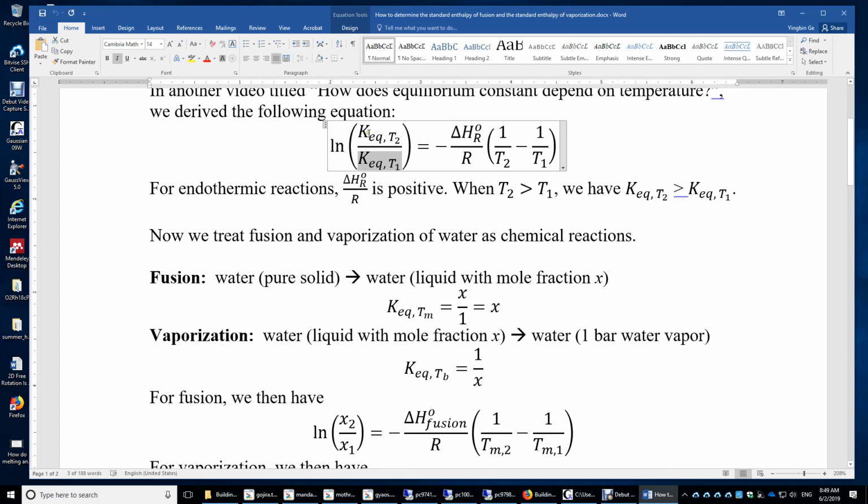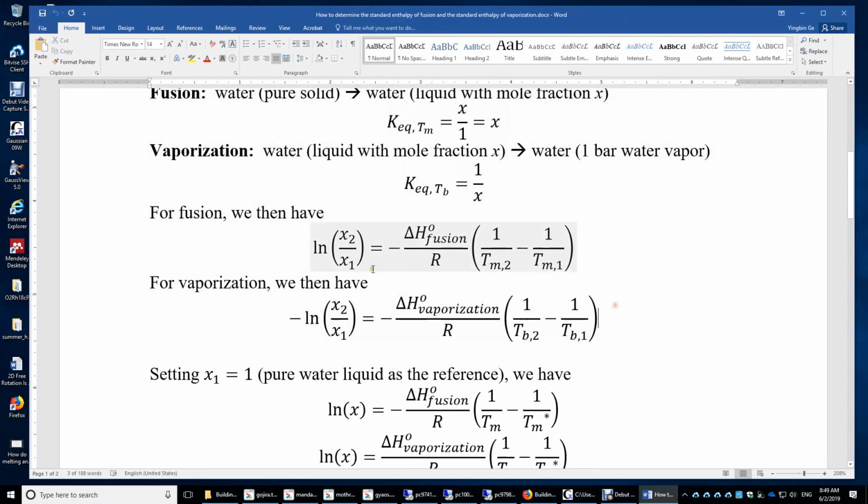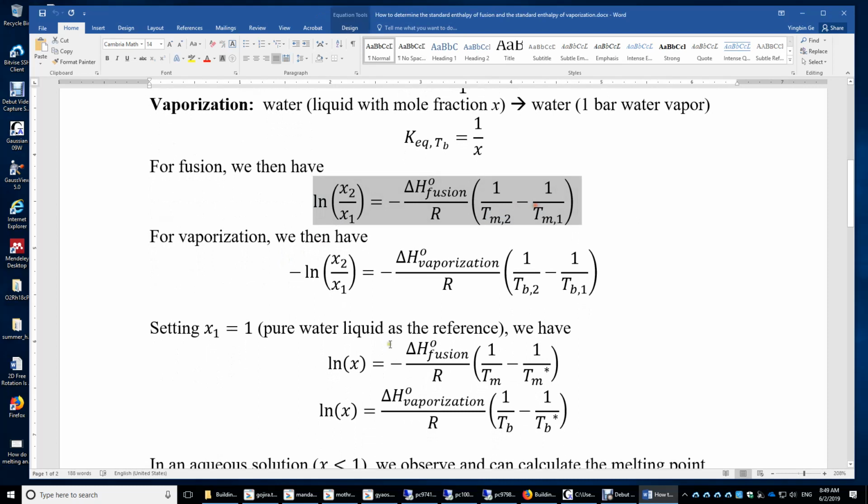And then we will replace this K_eq with x for fusion, and with 1 over x for vaporization, and then we have these two equations, one for fusion, one for vaporization. Because K_eq equals 1 over x, we have one additional negative sign here. We can set x1 to be 1, that's for pure liquid water. And then we replace this equation with simply the natural logarithm of x, by replacing x2 with x, equals negative standard enthalpy of fusion over R times 1 over the melting point of water in an aqueous solution with mole fraction x, minus 1 over the melting point of pure water. This asterisk denotes pure water.